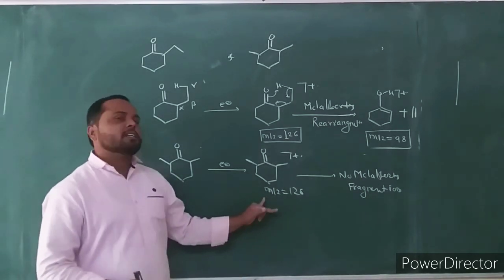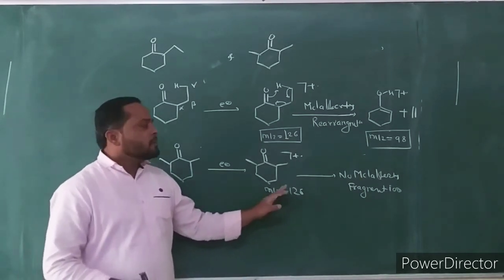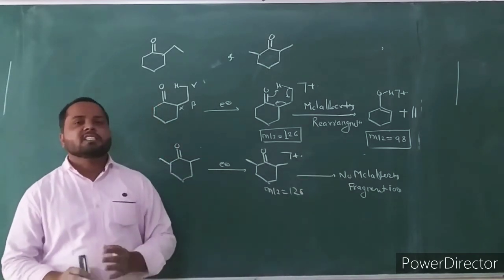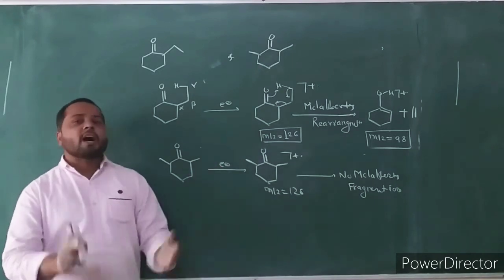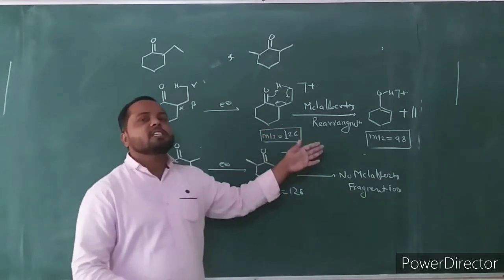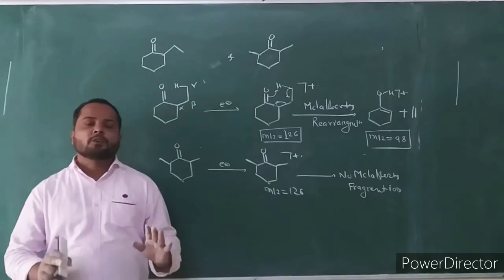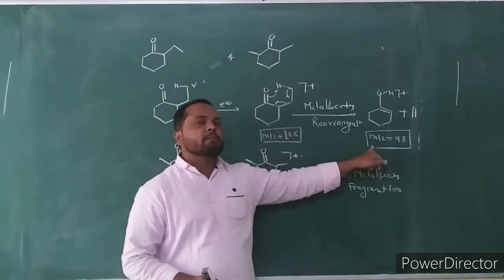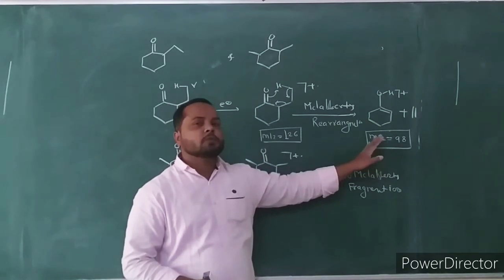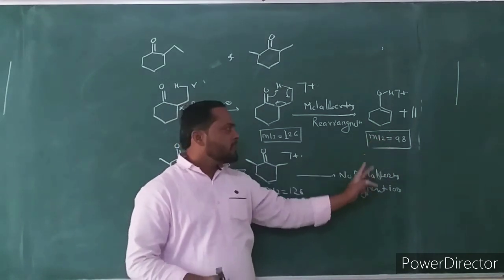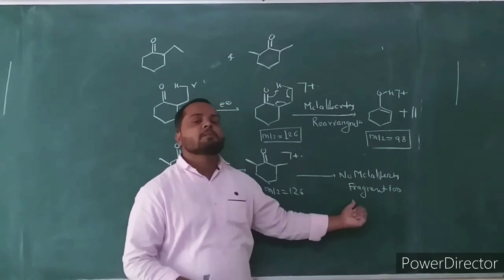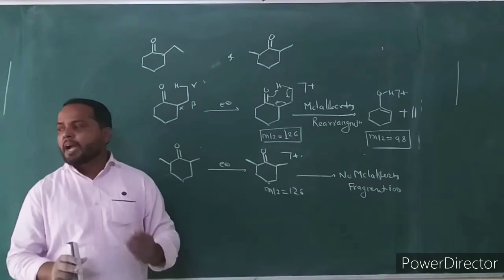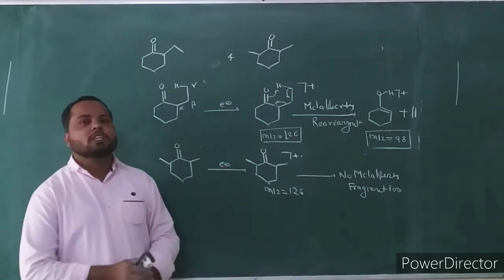Therefore, in the mass spectrum of the second compound, the McLafferty fragment ion at mass to charge ratio 98 is absent. With the help of mass spectra, we can easily distinguish these two compounds. The first compound gives a fragment ion at 198 due to McLafferty fragmentation, but this fragment ion is absent in the mass spectrum of the second compound because there is no gamma hydrogen. McLafferty fragmentation is not possible.